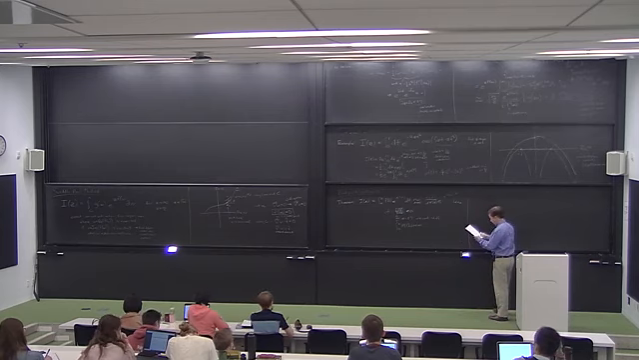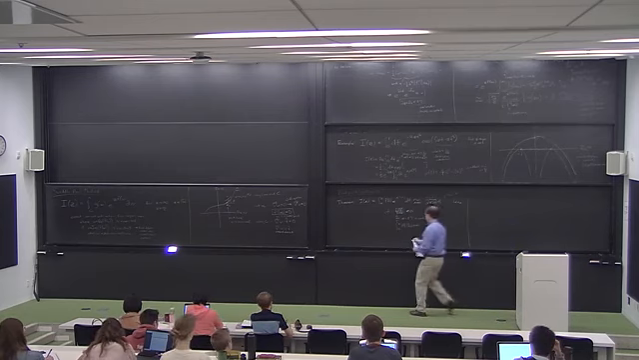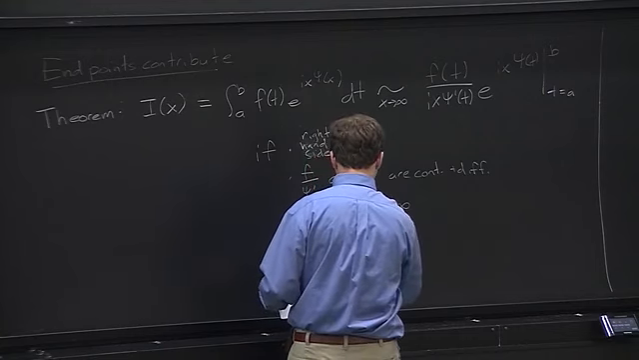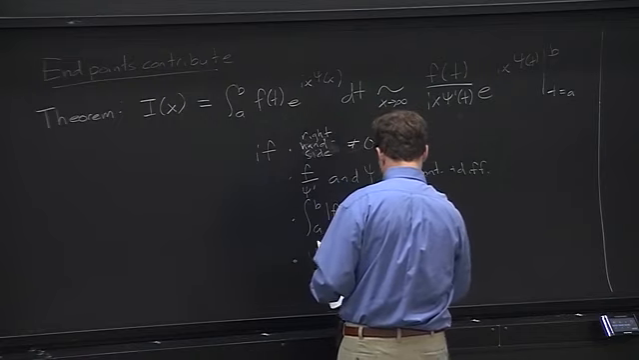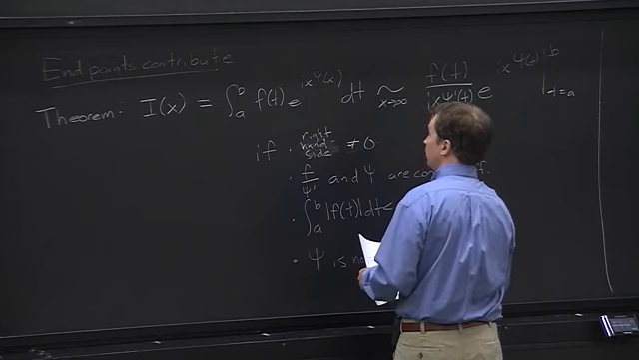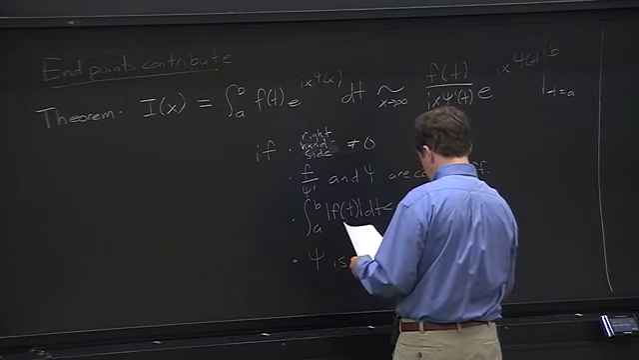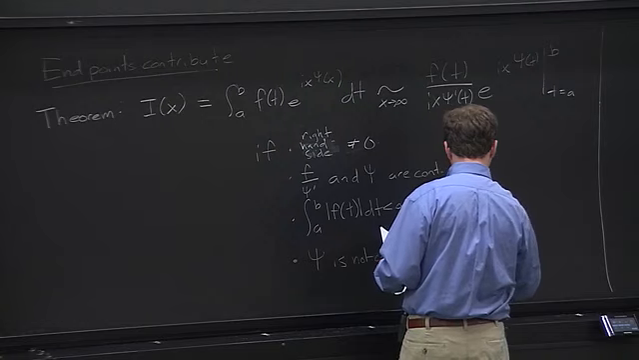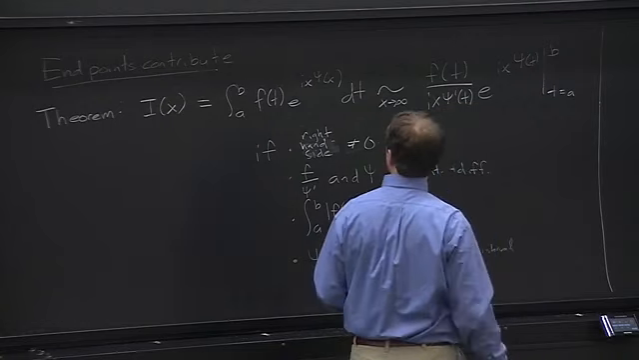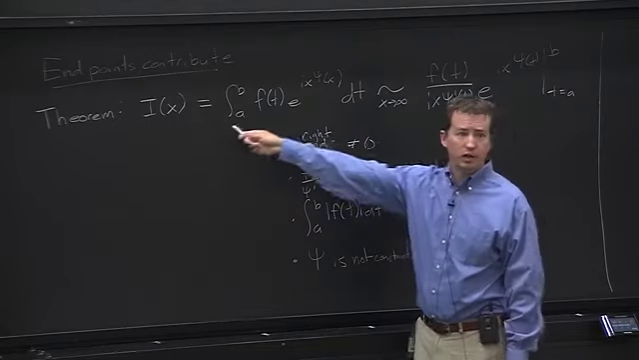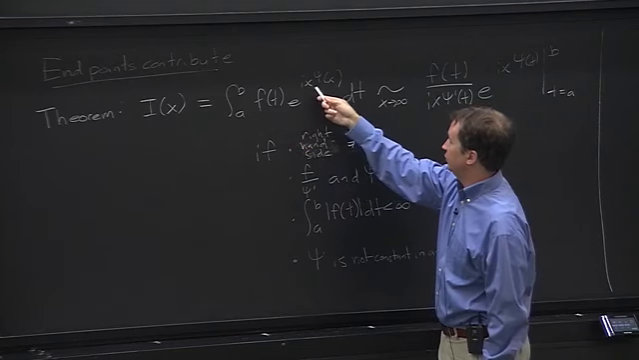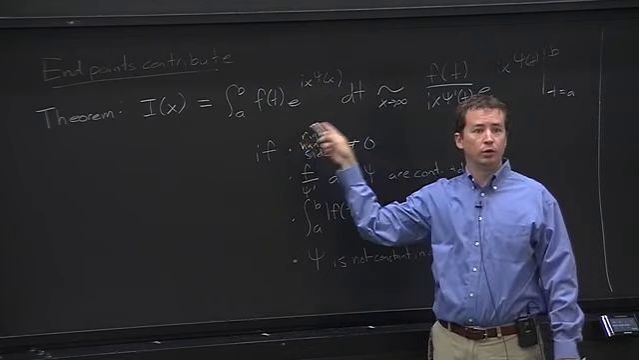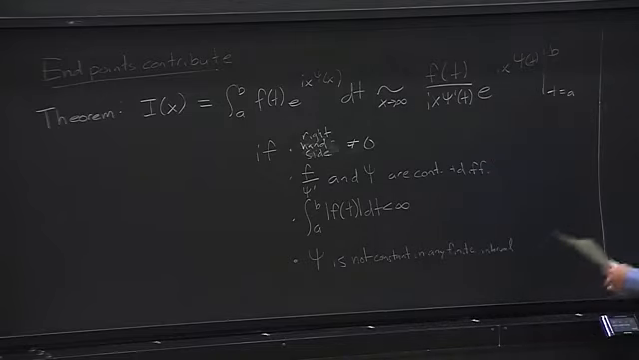That's our theorem, and that tells us there's one additional constraint. We also need that psi is not constant in any finite interval. And the idea behind this theorem is just that as x goes to infinity, because of the i here, this integral oscillates more and more rapidly and eventually goes to 0.